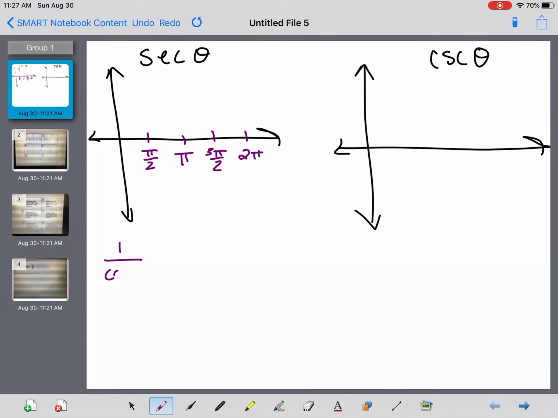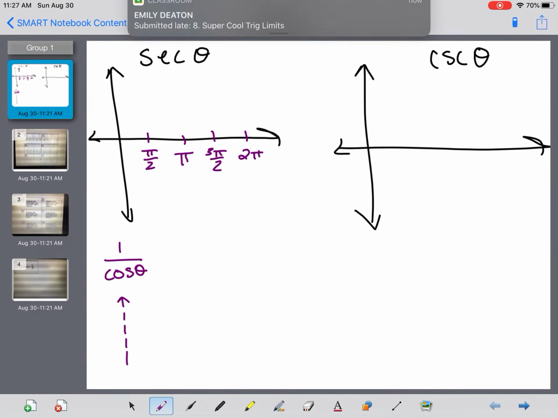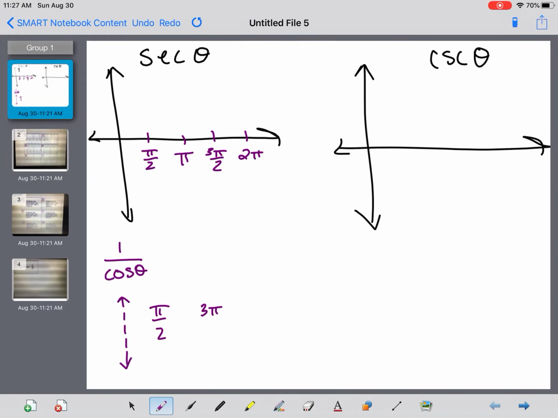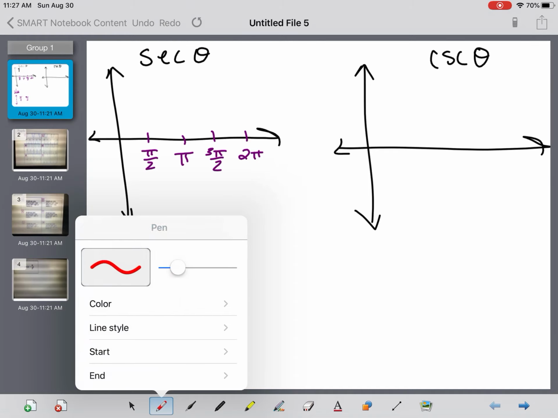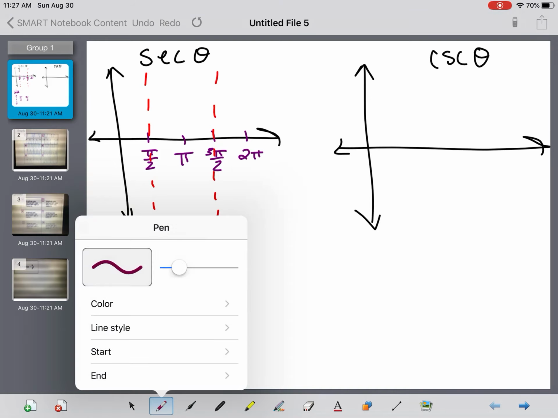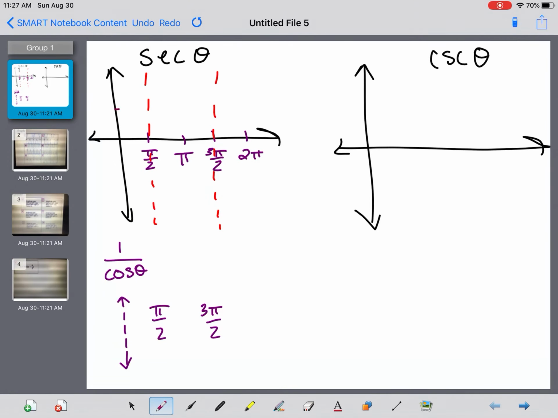All right, now a secant graph, remember, is 1 over the cosine graph, so it has those vertical asymptotes anywhere cosine is 0. All right, so cosine is 0 at pi over 2 and 3 pi over 2. So the normal secant graph is going to have those vertical asymptotes at pi over 2 and 3 pi over 2. All right, and then the normal secant graph is going to start at the maximum. That's going to be +1. This is going to be -1.